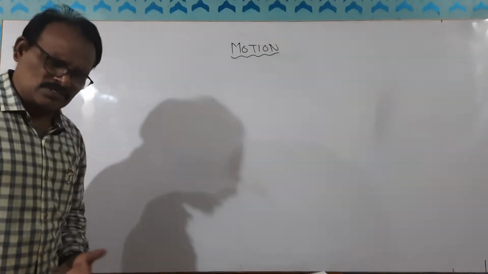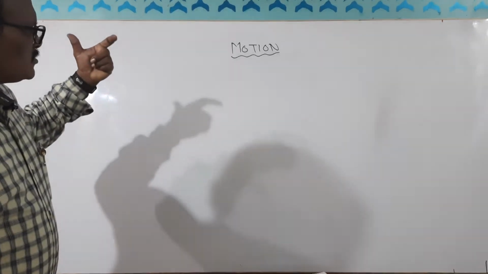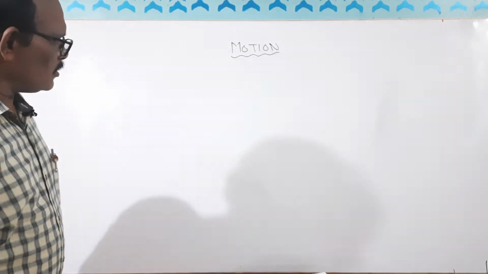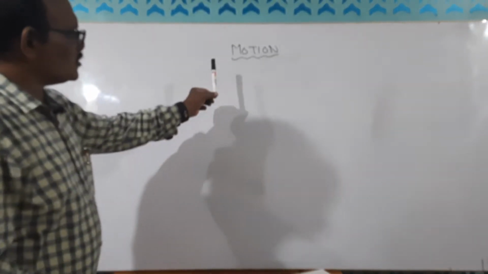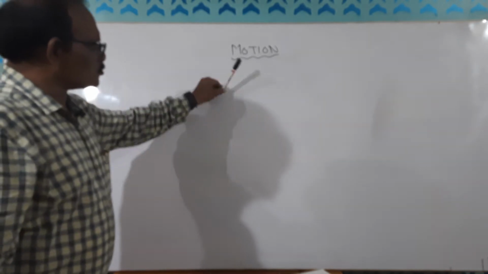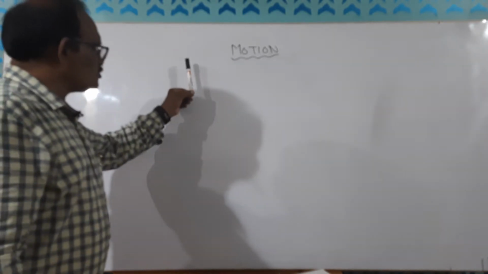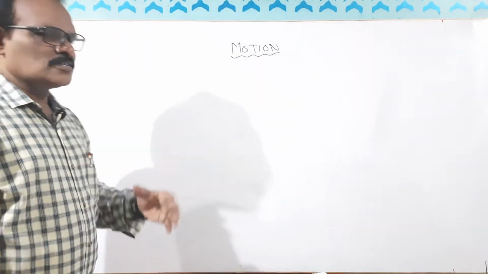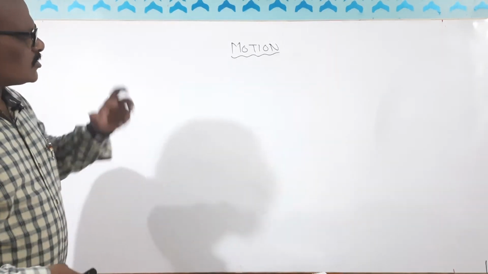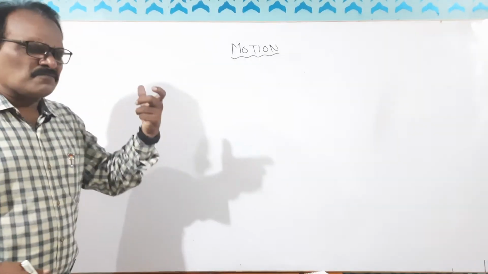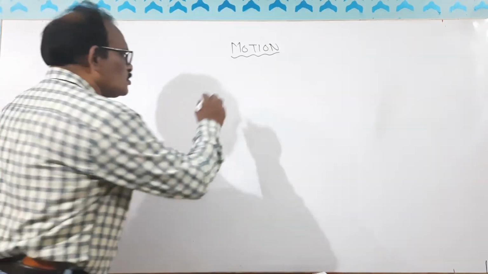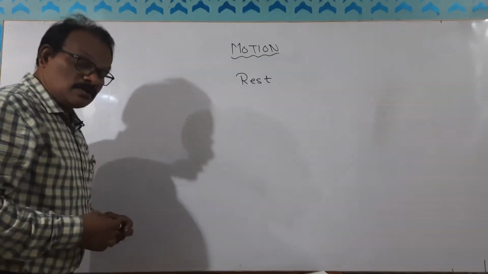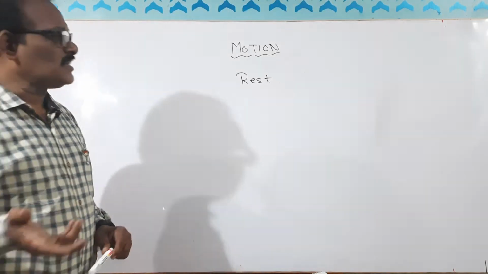Now, what actually is motion? Motion means the change of position of a body, of an object. If an object changes its position from this to this, motion occurs. Or if it changes from one place to another, motion occurs. So motion means the change of position. Now this motion can be clearly understood with respect to rest. Why? Because rest and motion both are relative terms.